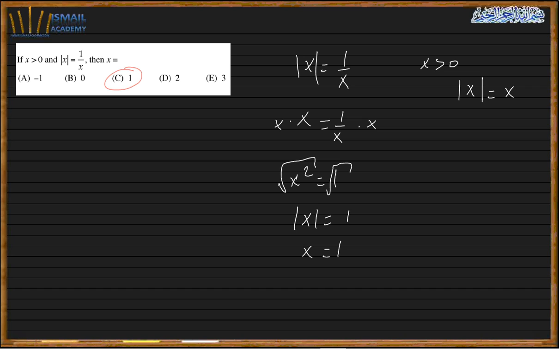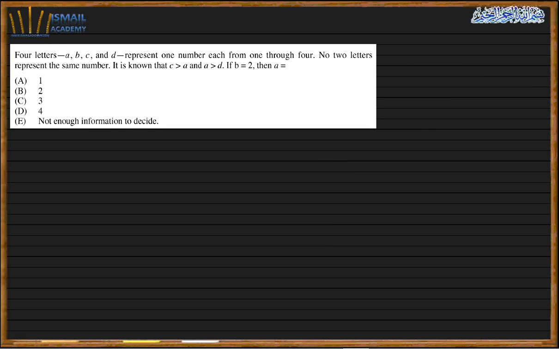Next question. Four letters A, B, C, and D represent one number from 1 through 4. So we have 1 through 4. Two letters don't represent the same number. So A is less than C, and A is greater than D.